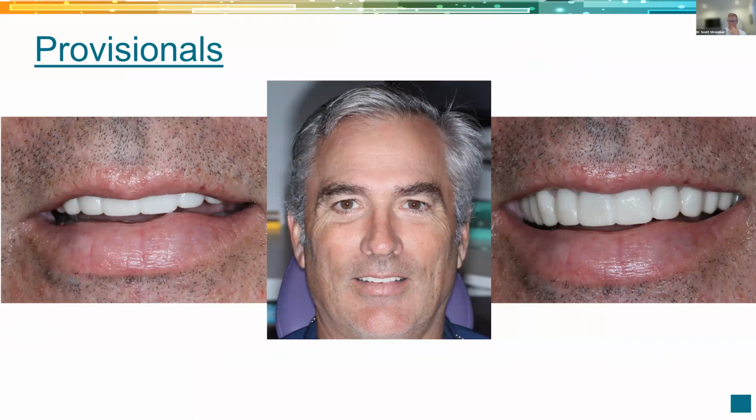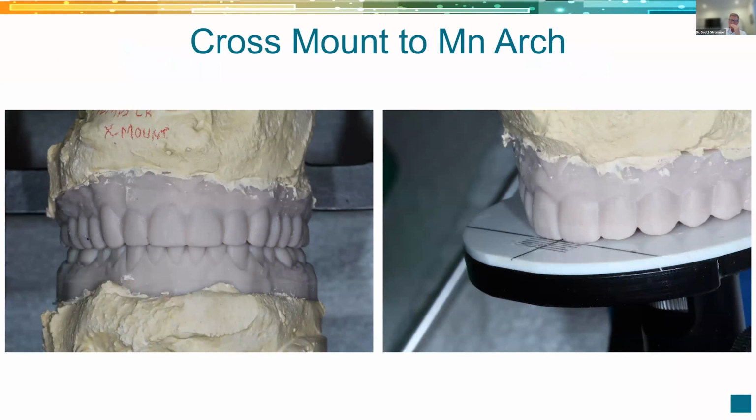Here's Eric with his temporaries. So Eric's going to go home. He's going to wear these. He's all equilibrated. He's in CR. He's going to go home. And here's the point. This is the rub.